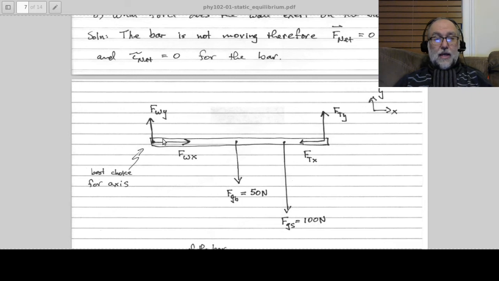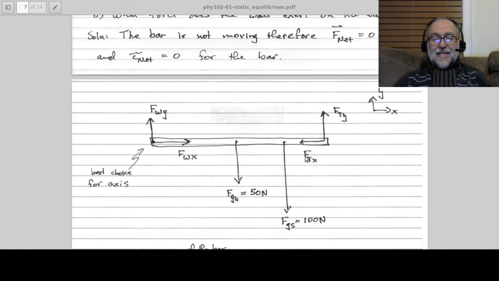Well, that one is easy to calculate. It's just this distance here, which is 1 meter from there to there, multiplied by 50 newtons. And you could see that it's going to be a 90 degree angle in there. So sine of 90 degrees is 1. That one's easy. What about this one? This one's going to be an R of 1.5 multiplied by 100. And the angle in there is, again, 90 degrees.